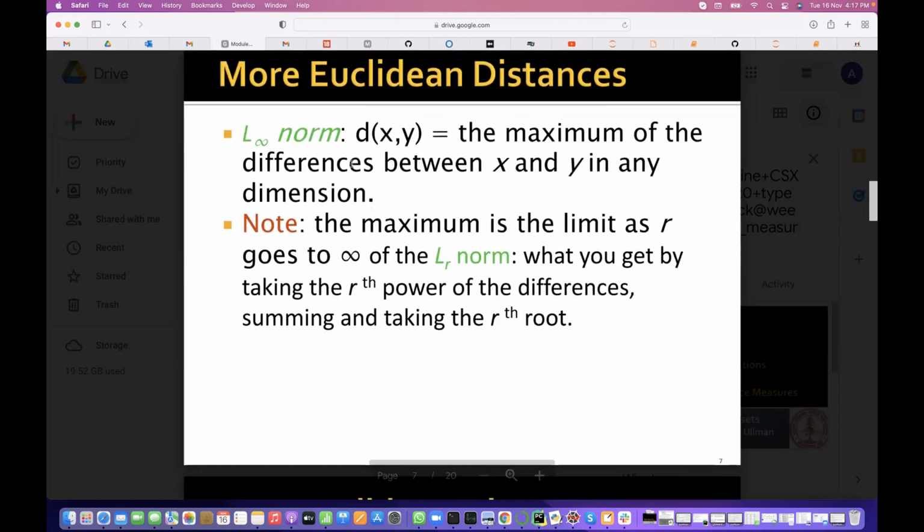So you also have the L infinity norm, d(x,y), the maximum of the differences between x and y in any dimension. The maximum is the limit as r goes to infinity of the Lr norm, what you get by taking the rth power of the differences, summing and taking the rth root. So L1, L2 squares all the differences in each dimension, L3 cubes them, like that. Lr takes the r-th power. As r tends to infinity, it becomes simply L infinity.